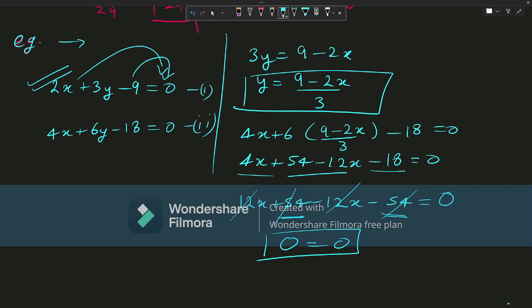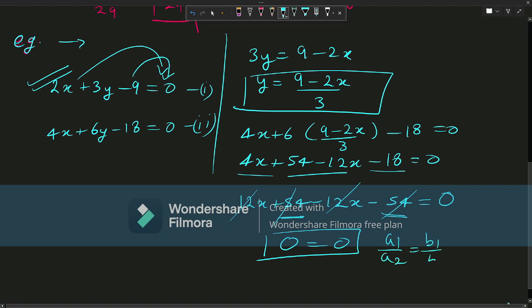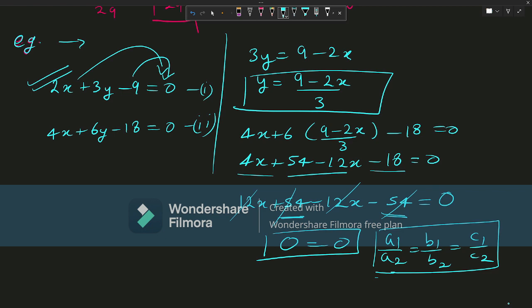Now, if you have watched the first lecture of this chapter, where I explained the conditions for infinite solutions, just one solution or no solution, then you will understand that if a1 upon a2 is equal to b1 upon b2 equal to c1 upon c2, then this condition is for coincident lines. That means they can have an infinite number of solutions. Now, if you get 0 equal to 0 in a question at the end, then this condition applies over here, that there's no fixed value. There can be any value.